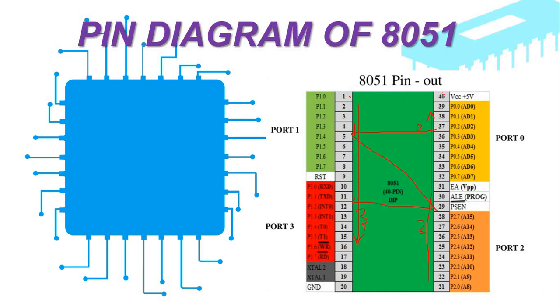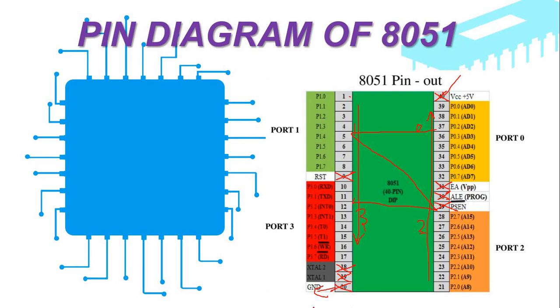Pin 40 is for supply voltage, which gives a plus 5 volt supply. Pin 20 is for ground. So we cannot use these as port pins. Pin 9 is the reset pin. Pins 18 and 19 are the oscillator circuit pins. Pins 29 to 31 are external memory access pins, which are used only for external memory. All other pins are port pins.